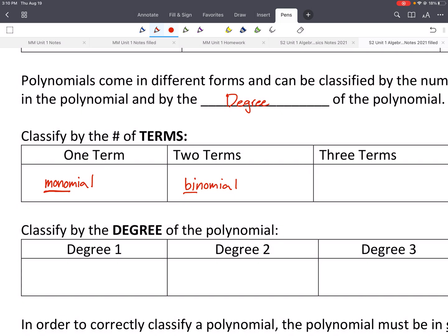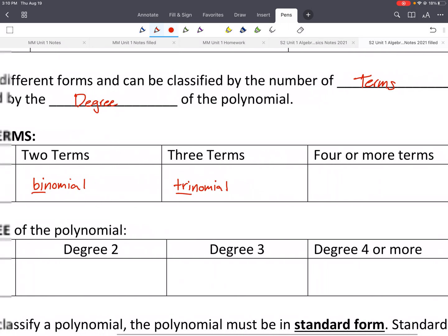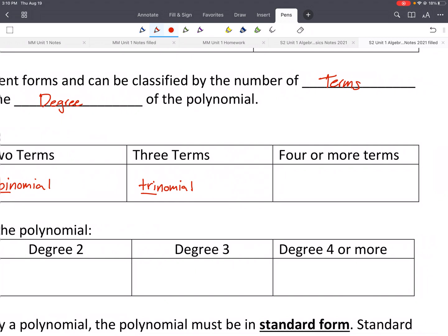And then 3 terms, what do you guess? If we have mono, bi, tri, like tricycle, trinomial. So mono, bi, tri for the number of terms. If we have more than 3 terms, we'll just say a polynomial with 4 terms, or 5 terms, or 6 terms. So here we could say a polynomial with that number of terms, like a polynomial with 5 terms.